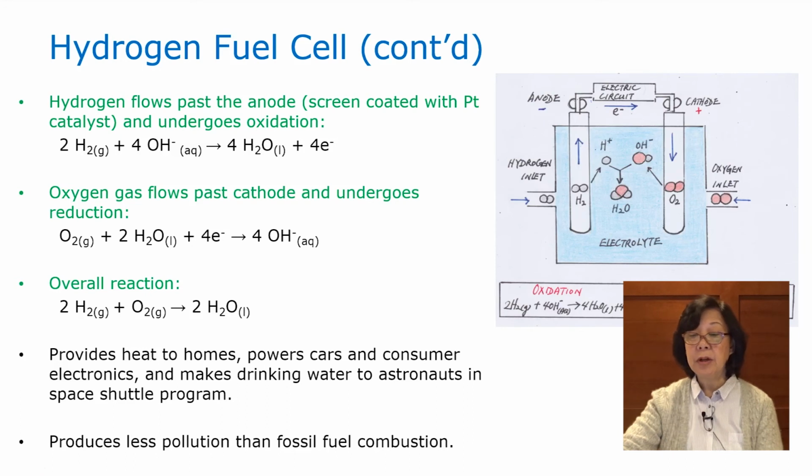So here's a diagram showing this hydrogen fuel cell. We have 2 electrodes that are screen coated with platinum catalyst, and we then let the hydrogen flow past the anode, generating hydrogen ion, and let the oxygen flow past the cathode to generate hydroxide ion. And now we have made water as a result.